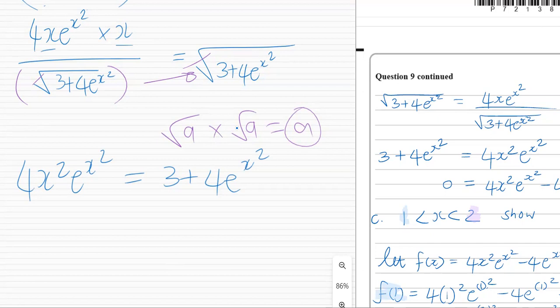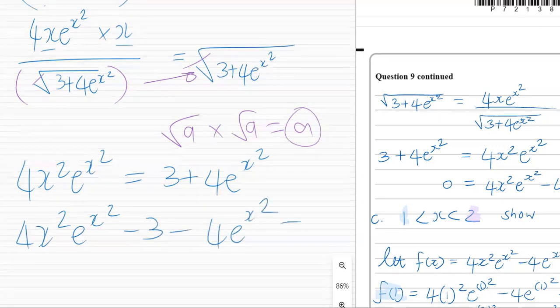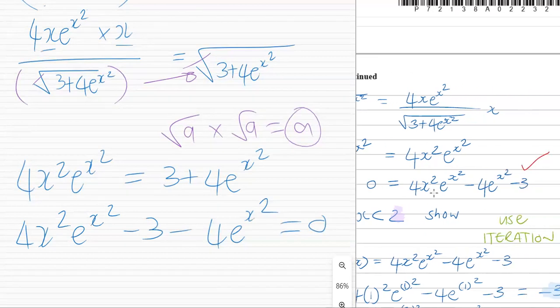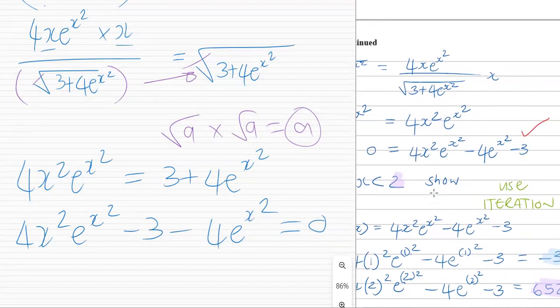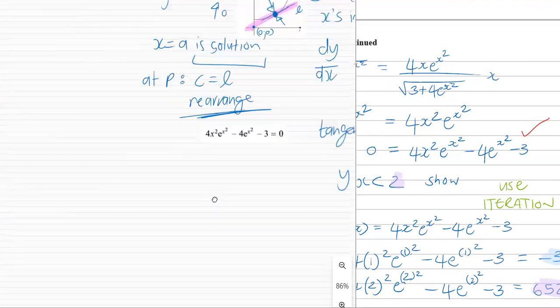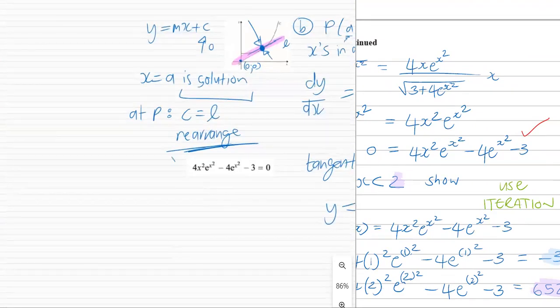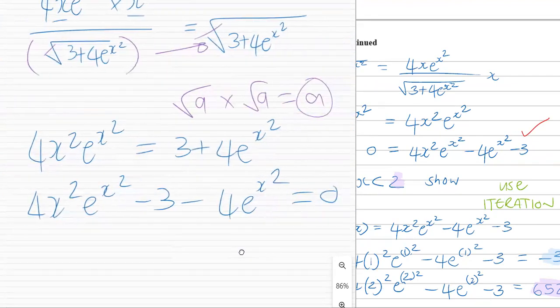I'm going to take everything over to one side, and I'm going to take it to the left. Minus 3 and minus 4x squared equal to 0. Okay. Oh, let me just check. So all of a sudden we have this. And we're good. Okay, so that's number B. Good.